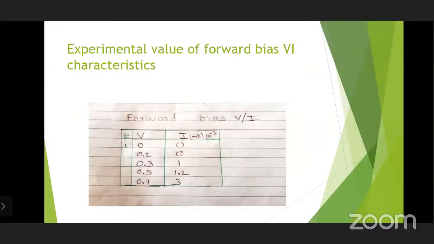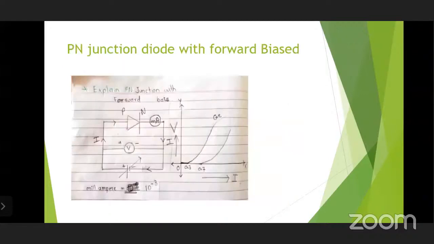At 0.5, the current is 1.2. When voltage is 0.7, it gives 3 current in microampere. In any solid semiconductor, the germanium diode conducts at 0.3 and the silicon semiconductor conducts at 0.7, only in forward bias.